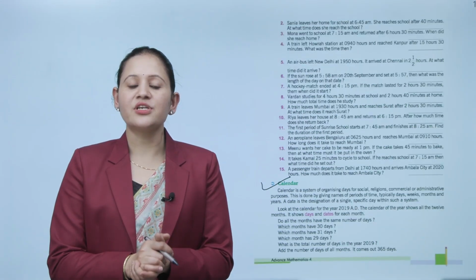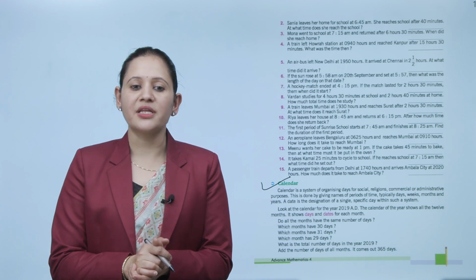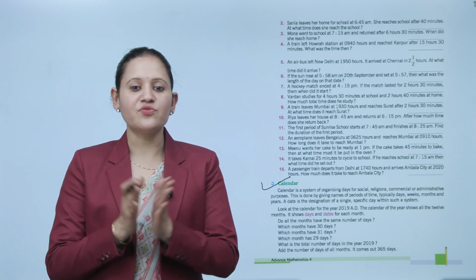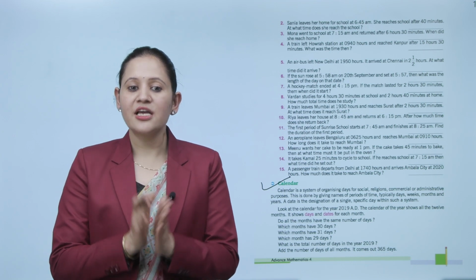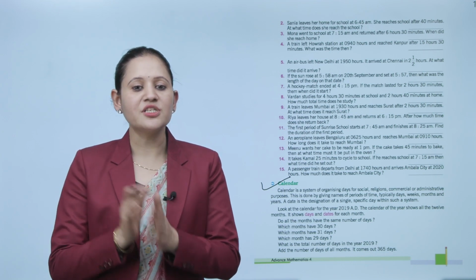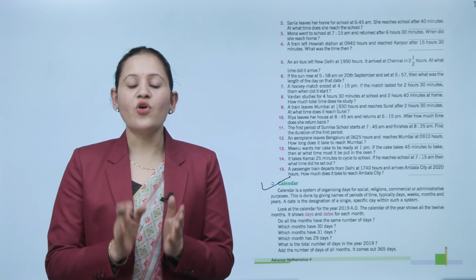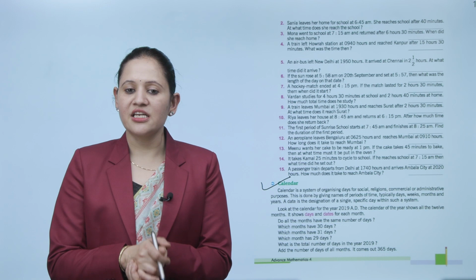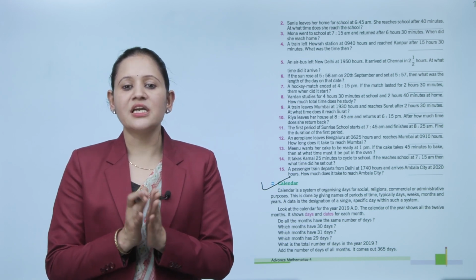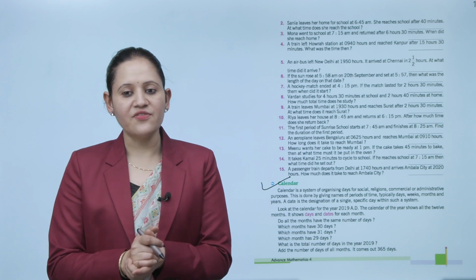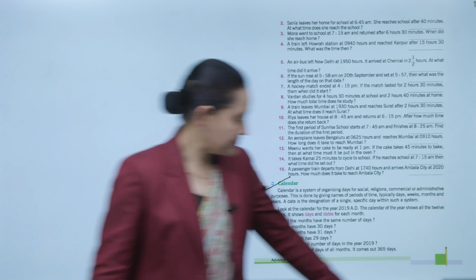Look at the calendar for the year 2019 AD. The calendar of the year shows all the 12 months. It shows days and dates for each month. Do all the months have the same number of days? Which months have 30 days? Which months have 31 days? Which month has 29 days? What is the total number of days in the year 2019? Add the number of days of all months, it comes out to 365. Means, 1 year mein total 365 days hote hain.